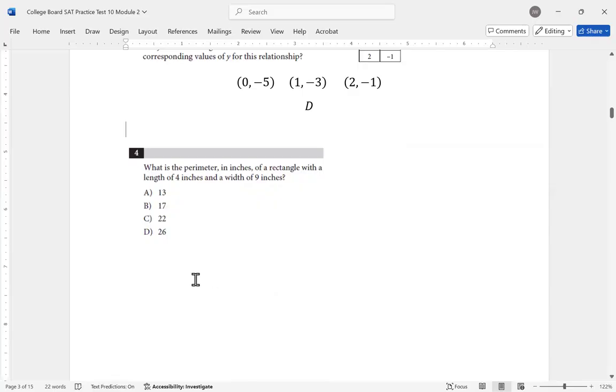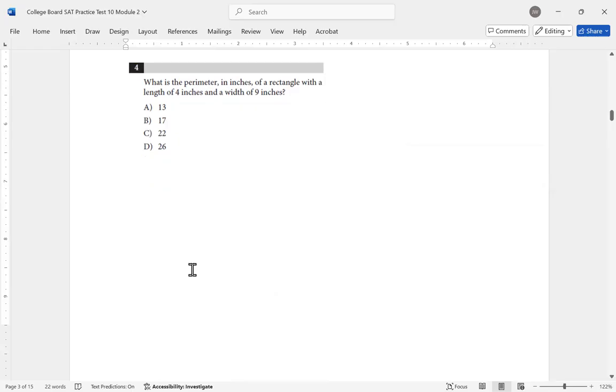Question 4. What is the perimeter in inches of a rectangle with a length of 4 inches and a width of 9 inches? So the perimeter of a rectangle goes around the rectangle. We hit the length twice, so twice the length, and we hit the width twice, twice the width.